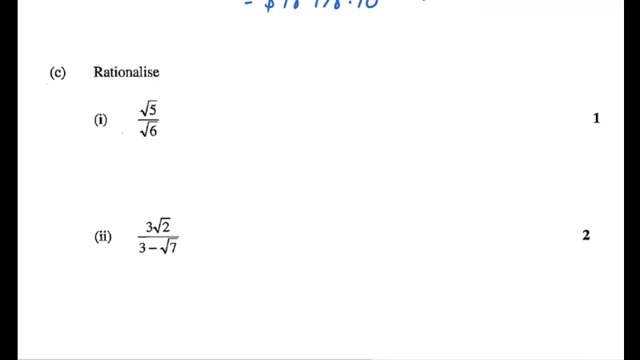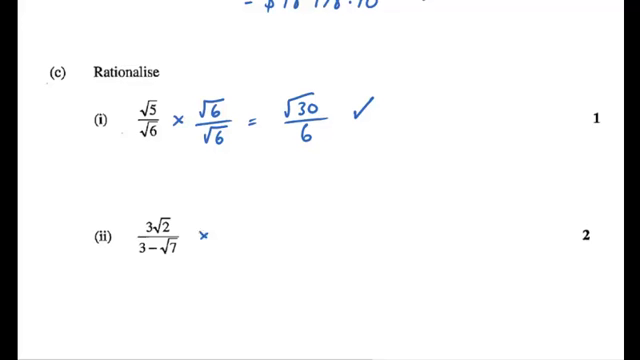Moving on to some surds and rationalizing. So rationalize when there's just a single surd on the bottom. We have to multiply by root 6 over root 6. That gives us root 30 over 6, 1 mark.